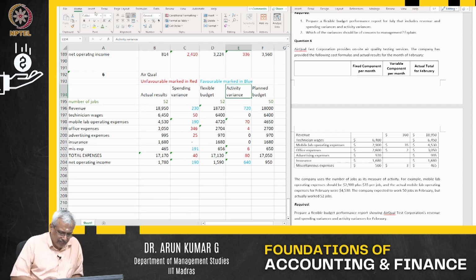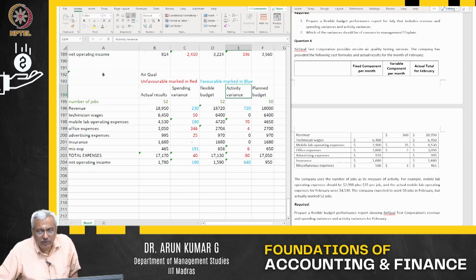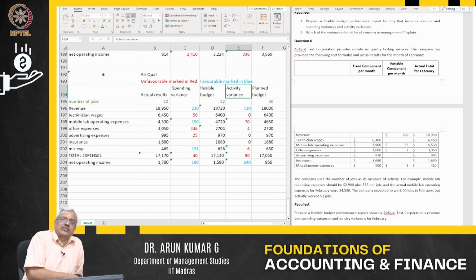Thank you very much. With this, we end the cost accounting part of it. Now, next class onwards, we are moving towards the finance part of it, the pure finance part, the two parts of finance: the sourcing as well as the investing part of finance. Thank you.